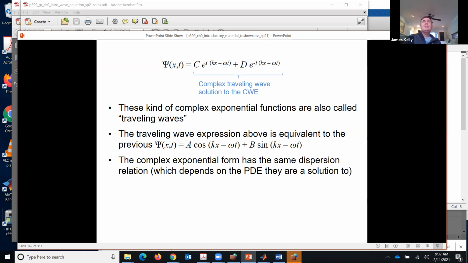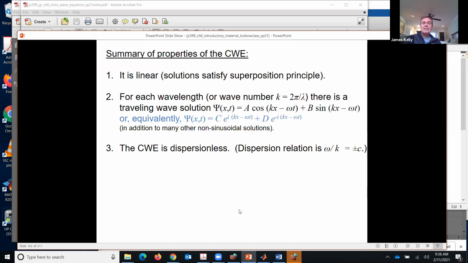Remember, the dispersion relation, if we're talking about the classical wave equation, only depends on the partial differential equation. It doesn't matter how we write the solution, so it's not affecting the dispersion relation. For the classical wave equation, the dispersion relation is still omega over k is plus or minus c. Okay, so going back to my summary of the properties, we could write the traveling wave solutions this way for the classical wave equation or this way.